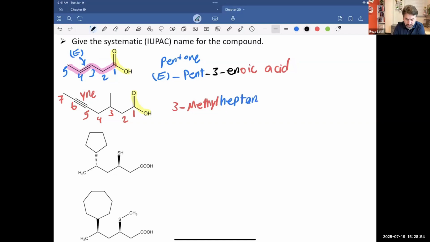Okay, so it's a heptane. I want to say that I do have a triple bond, so I say hept, and then on the 5th carbon, I have a triple bond. I show it by YN, and I'm supposed to keep the E, but because I have the carboxylic functional group, I will replace it by OIC, and then I say acid.